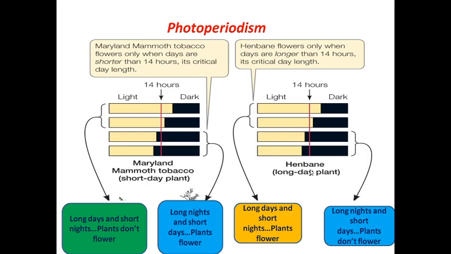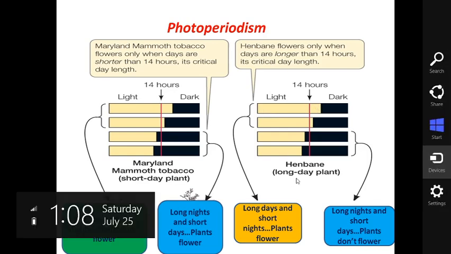And this henbane, which is a normal variety of tobacco, required long days and short nights. Flowering occurred when the nights were short and the days were long. So they called it a long day plant. Fine. So I hope I am clear here.